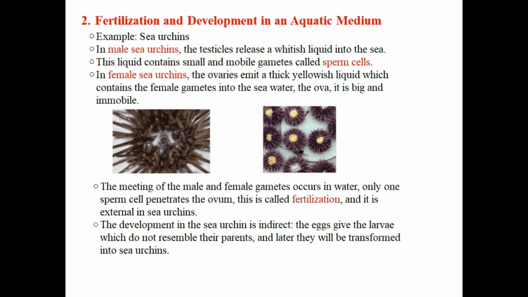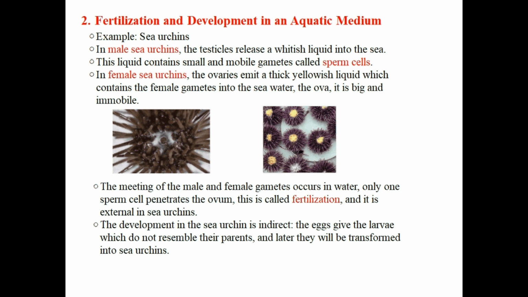Let's start with the fertilization and development in an aquatic medium. And as an example, we're going to talk about sea urchins. In male sea urchins, the testicles, which are the reproductive glands of the male, will release a whitish liquid into the sea. This liquid contains small and mobile gametes called sperm cells. In female sea urchins, the ovaries, which are the female reproductive glands, will emit a thick yellowish liquid which contains the female gametes into the seawater.